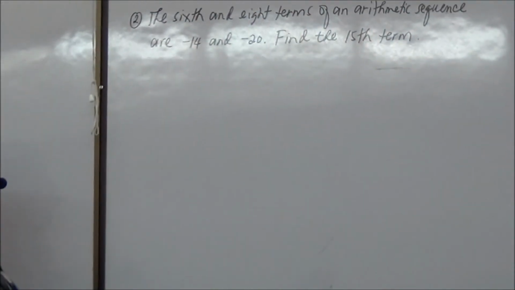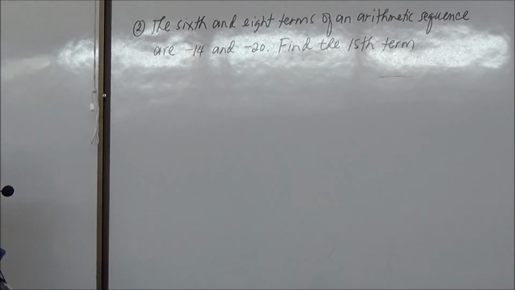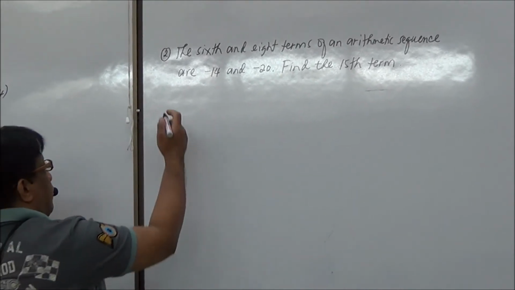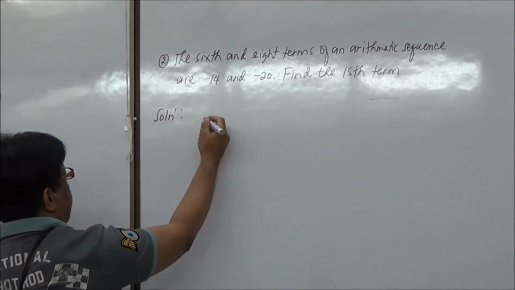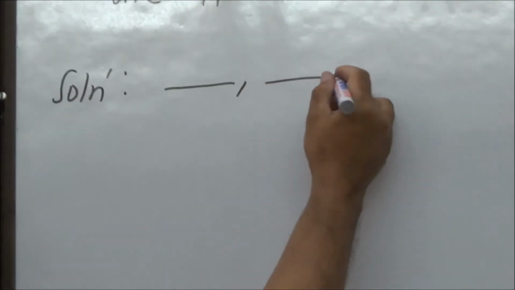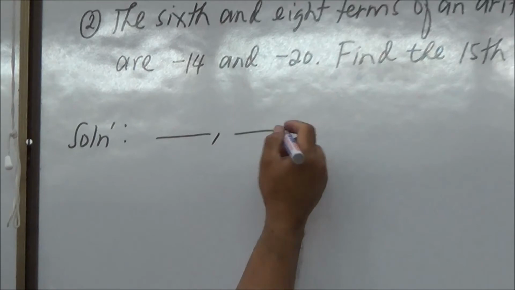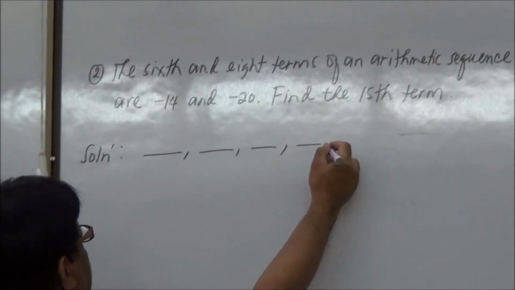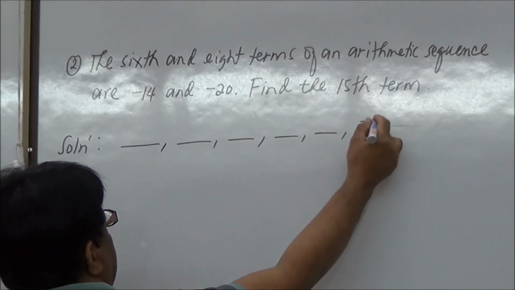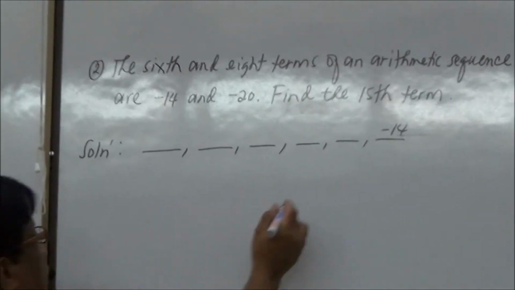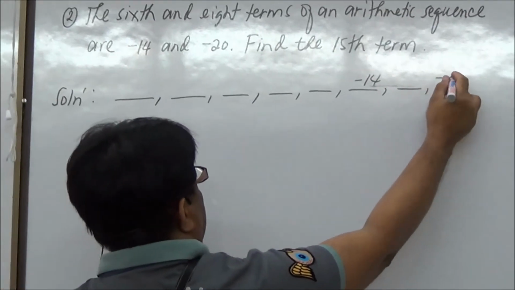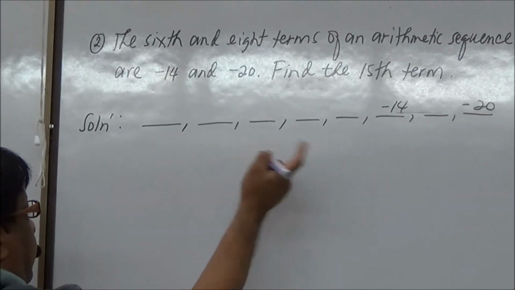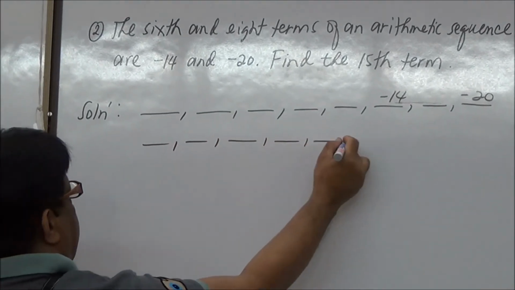The 6th and 8th terms of an arithmetic sequence are negative 14 and negative 20. Find the 15th term. Okay, so to solve this, let us use this technique by identifying the terms now given. So we have the 6th term. So 1, 2, 3, 4, 5, 6. So the 6th term is negative 14. And the 8th term is negative 20. Okay, then let us now find the 15th term. So we have already 8, 9, 10, 11, 12, 13, 14, 15.